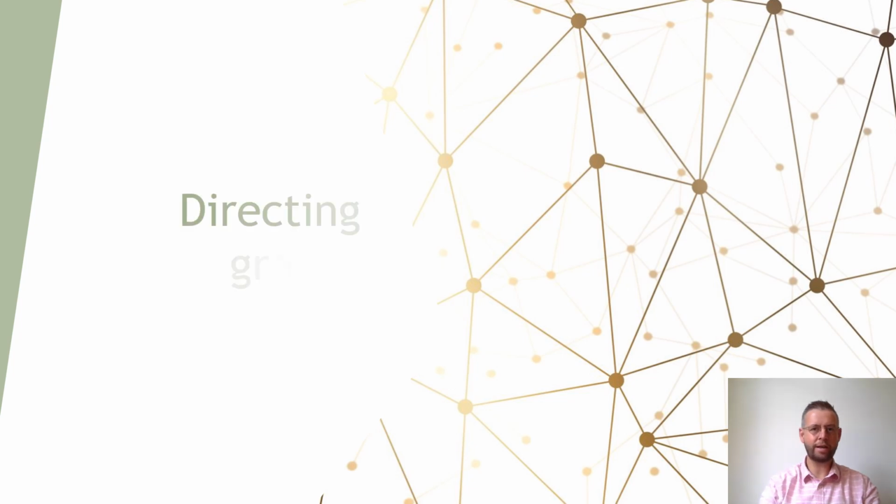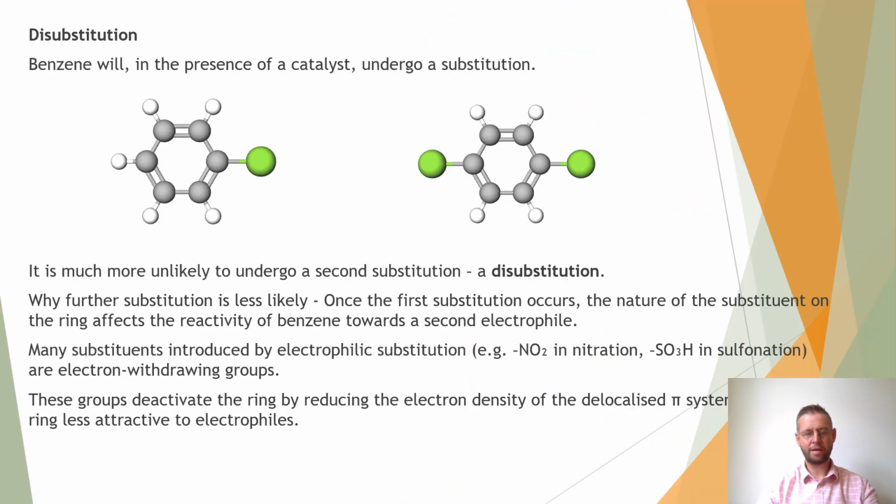In this section, we're going to look at directing groups. How do we substitute different groups onto an aromatic ring? This is a really important step in the synthesis of new aromatic chemicals. With benzene, it's quite straightforward to substitute one of the hydrogens with something else, like bromine.